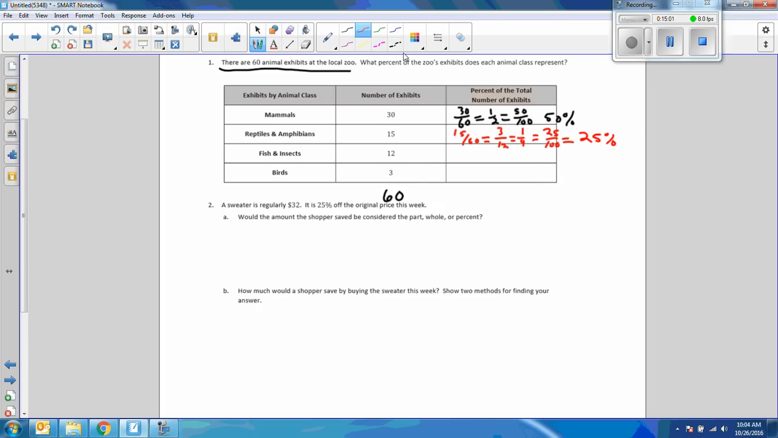Okay. All right, 12. 12 divided by our total, reduce, half of 12 is 6, half of 60 is 30, and 6 will go into 30 5 times, so it's 1/5. Well, 5 will go into 100 20 times, so it's going to be 20 out of 100. So that's 20%. And then finally 3. 3, let me change colors.